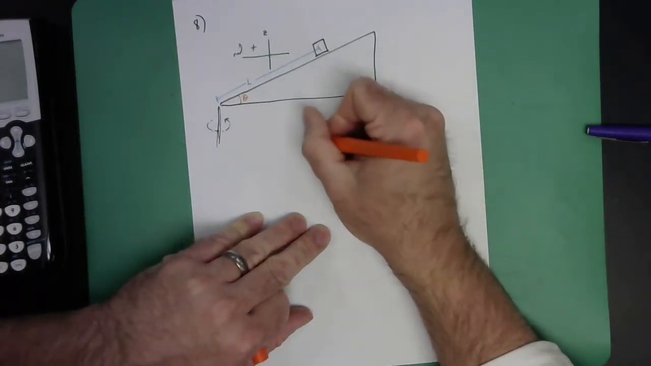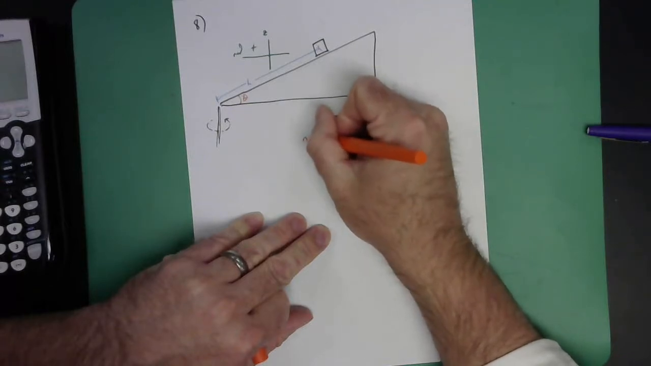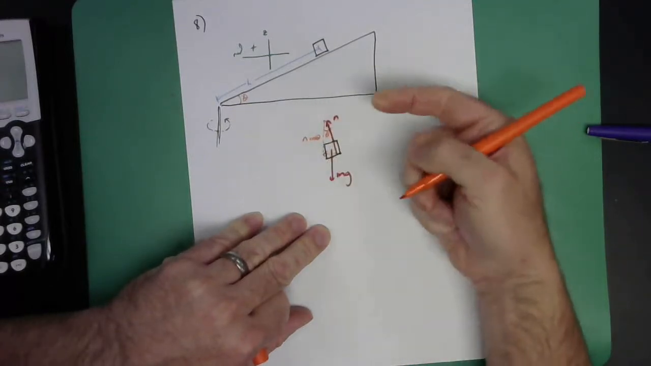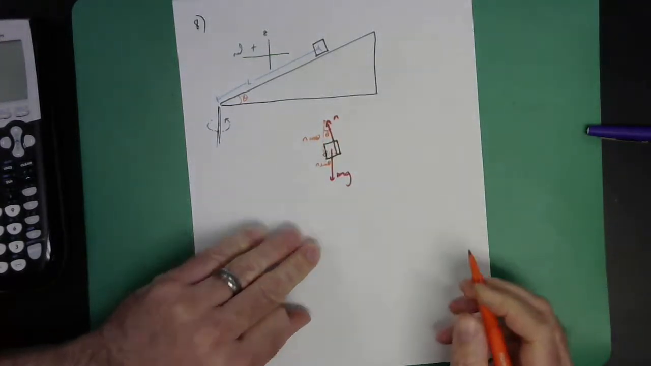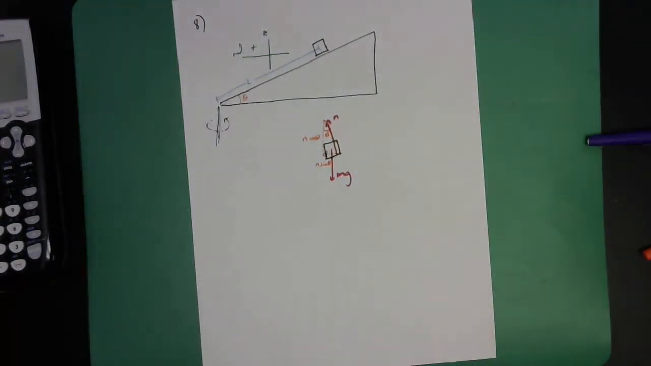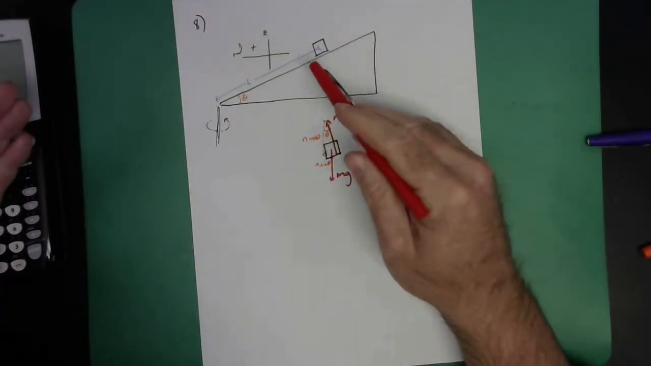So when I split this up, this is going to be n cosine theta. And this part here that's going in the radial direction is going to be n sine theta. Okay, there's my force diagram. Where am I going from here? I'm trying to find what speed this thing has to whip around at in order to stay steady.